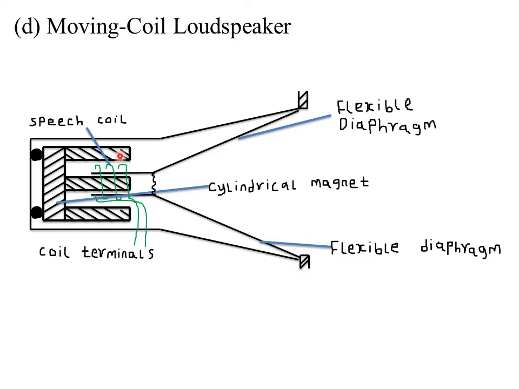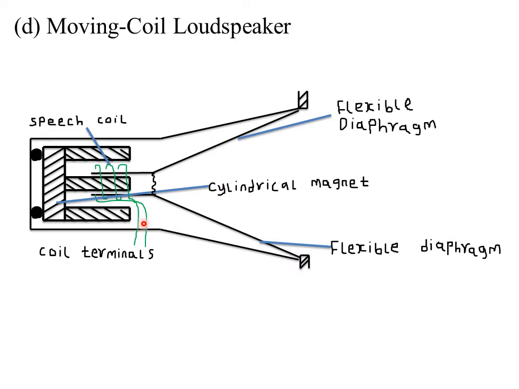Then it means this region has a very strong magnetic field flowing from the north pole towards the south pole. So remember, when we have a conductor carrying current within a magnetic field, a force will always be acting on it. That is according to Fleming's left-hand rule: whenever a current is flowing through a conductor that is placed within a magnetic field, then a force must act on that particular coil.